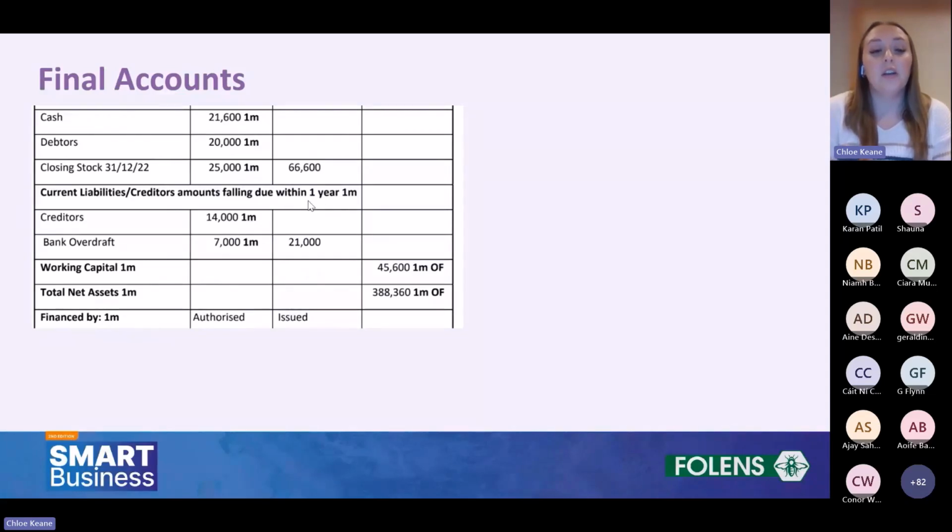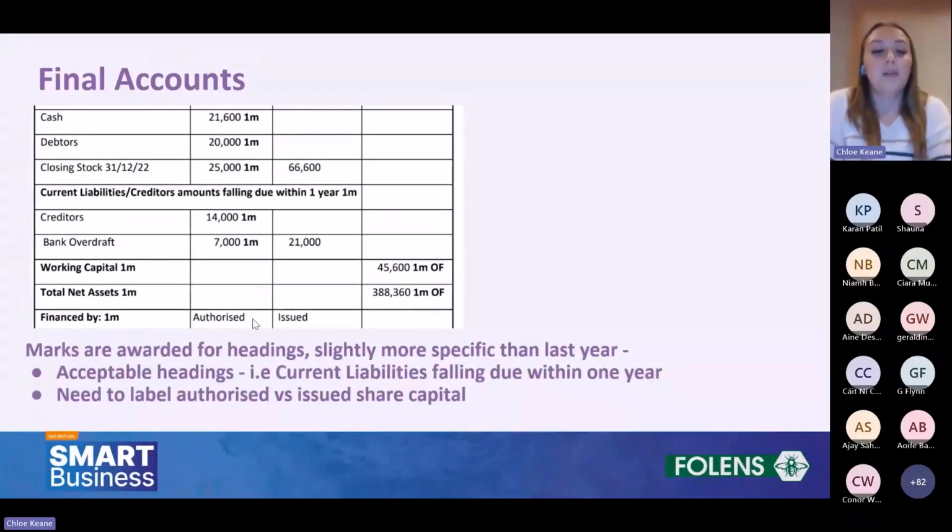Finance buying this year, working capital and total net assets all got a heading for just the title of itself. But they're also saying you need to have the authorised and issued titles in there. Who's to say that next year or the year after, if final accounts come up again, they wouldn't award the mark for the headings authorised and issued, because they're choosing different headings to give the marks to. So I've just made them aware there that the marks are awarded for headings, and slightly more specifically than last year.